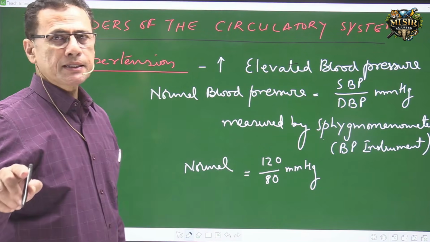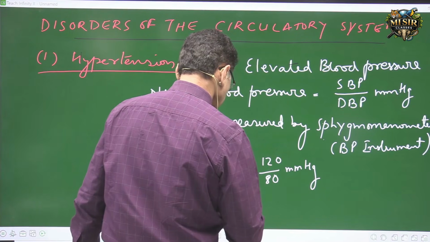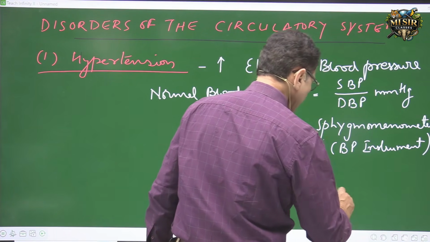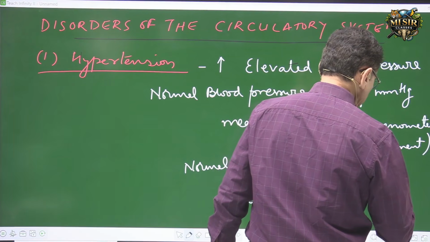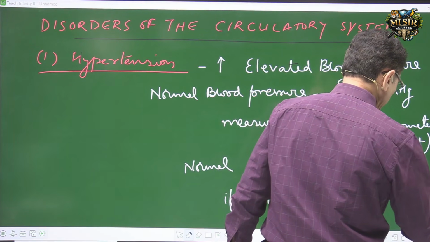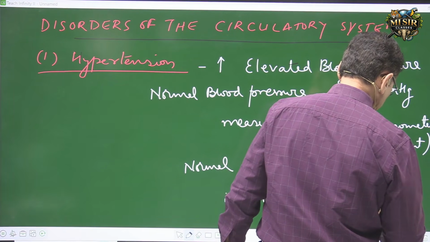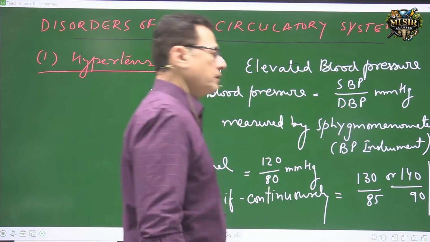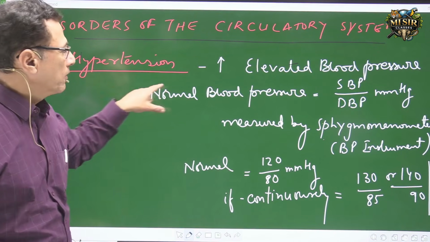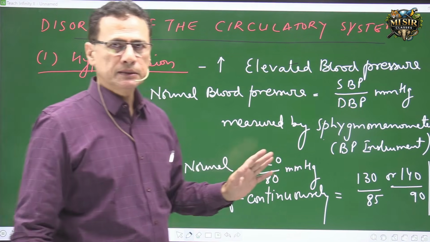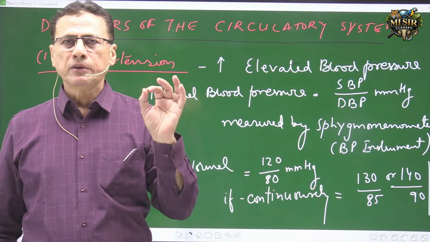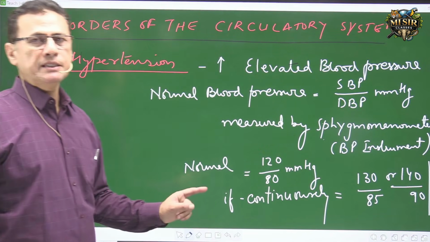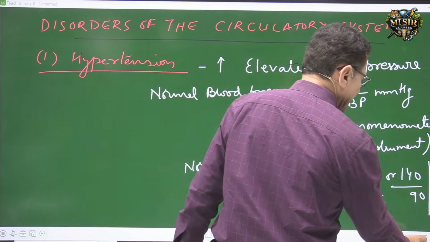If in any case it is continuously 130 or 140 upon 85, 90, then it is called high blood pressure or hypertension. Now this is a disease. This can lead to damage of the various vital organs in our body. High blood pressure, please remember, is dangerous. It is a type of silent killer.